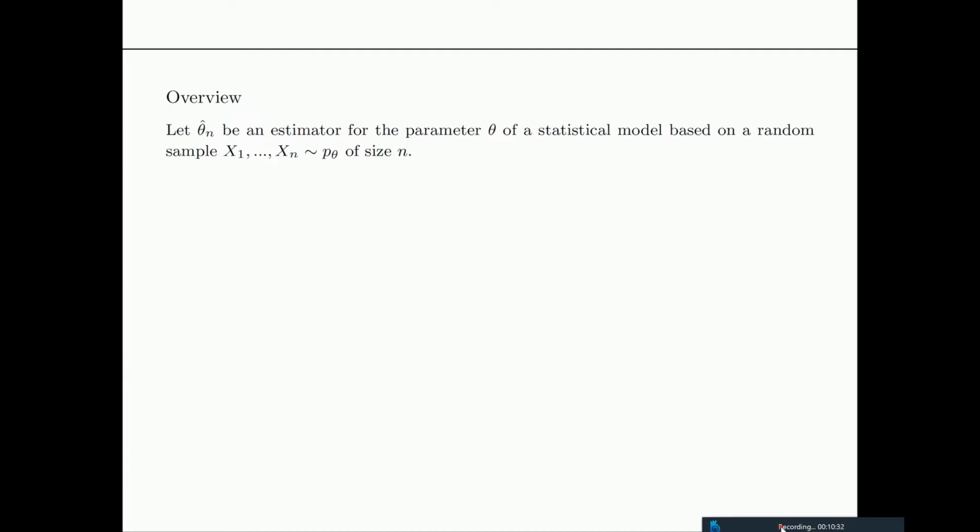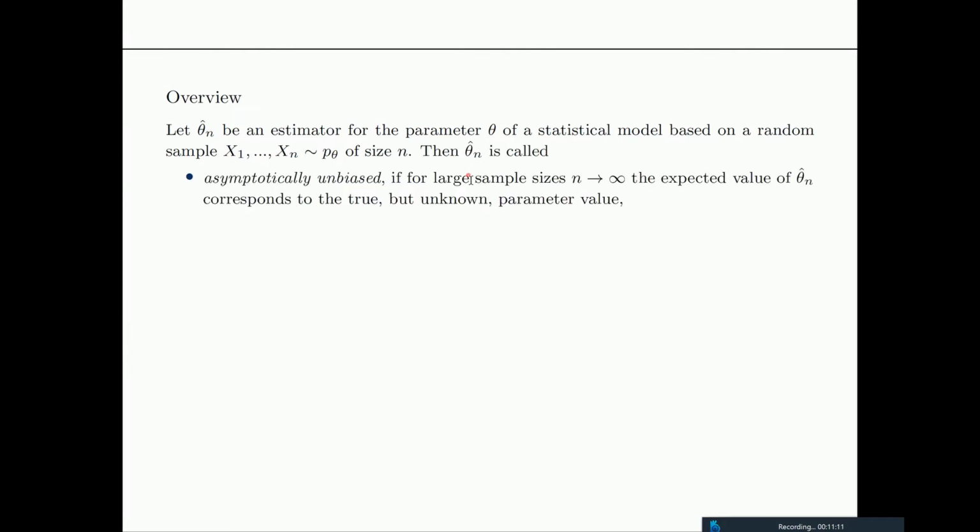Let theta hat be an estimator for a parameter theta of a statistical parametric model, and let this parameter estimator be based on a random sample of size n. Here we have our random variables, which of course are the theoretical constructs behind our observed data. Now, what are asymptotic properties of the estimator in this setting? This is what follows on the slide.